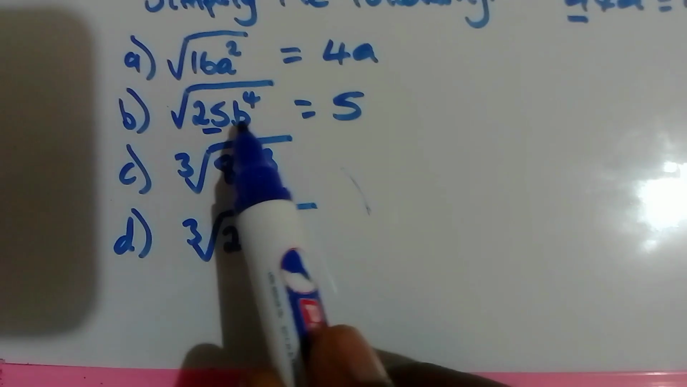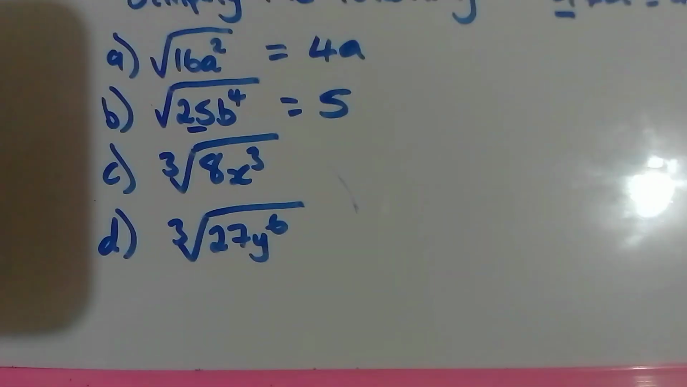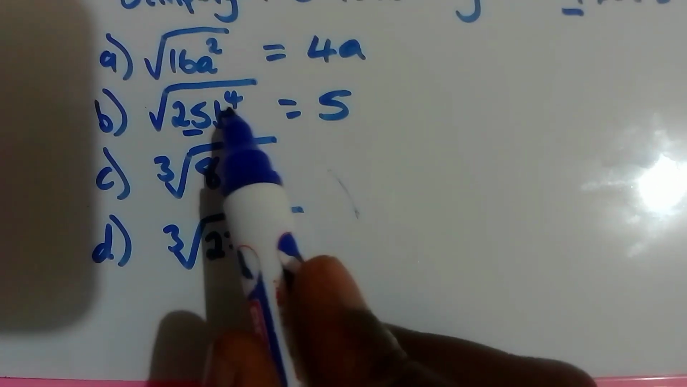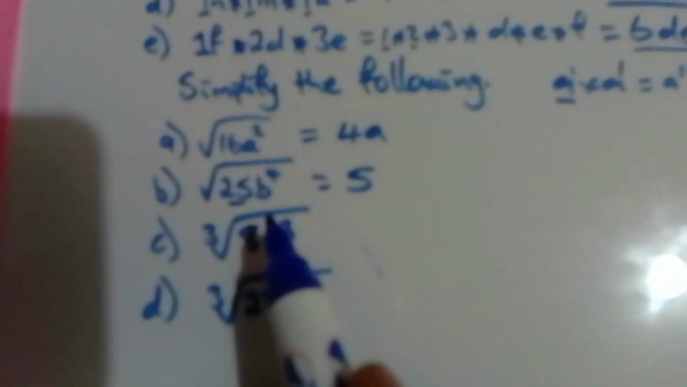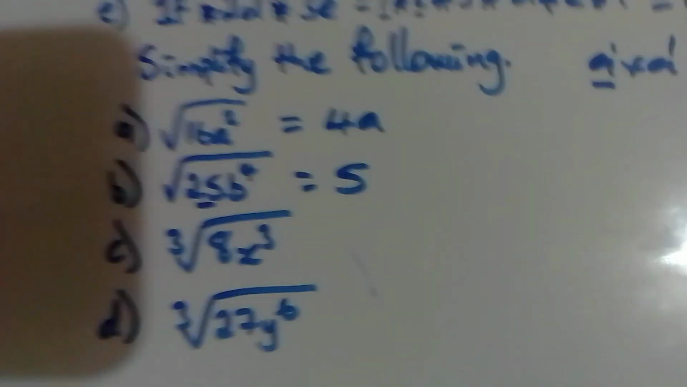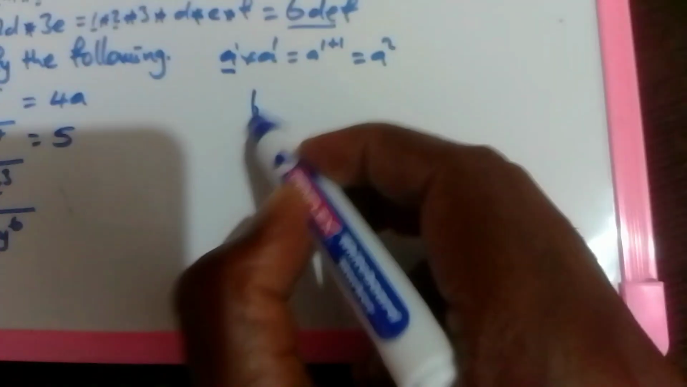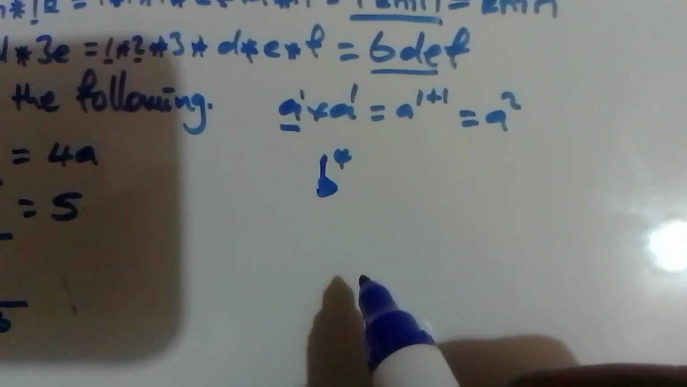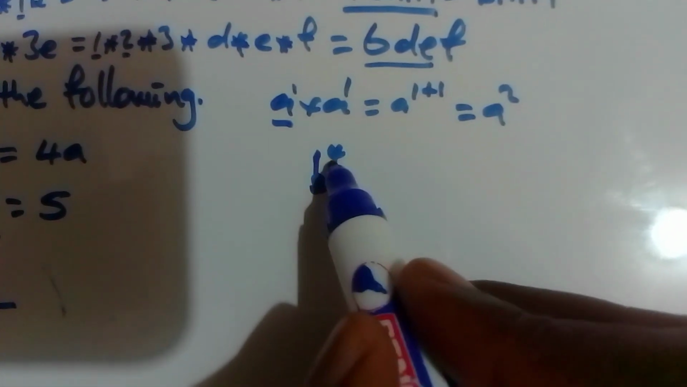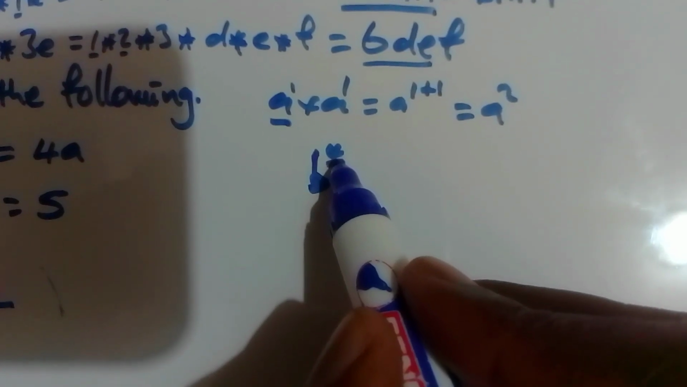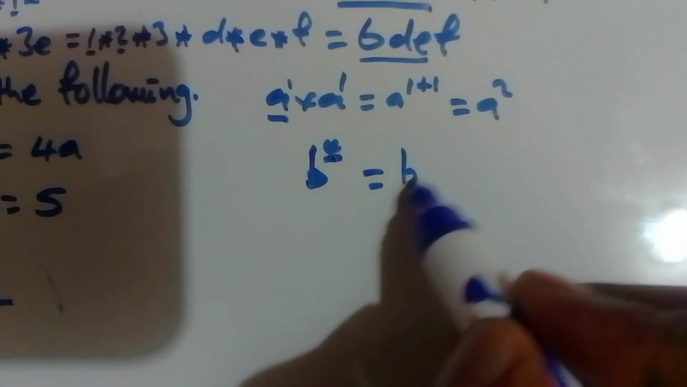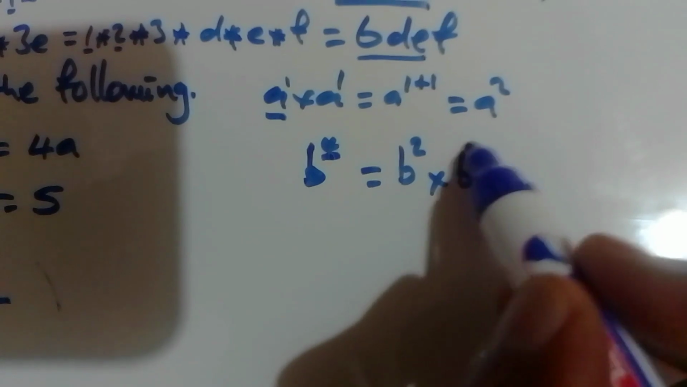And then here we've got b to the power 4. They want to know which b multiplied by b to the power what gave us b to the power 4. If you are having b to the power 4 like this, there is a simple thing you do. When you multiply to get 4, which number do you multiply by? You multiply by 2. So it was b to the power 2 multiplied by b to the power 2.